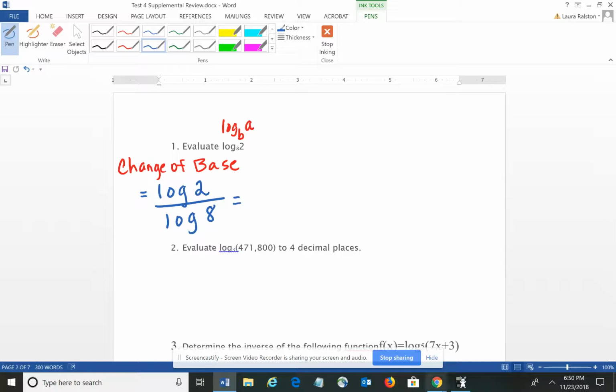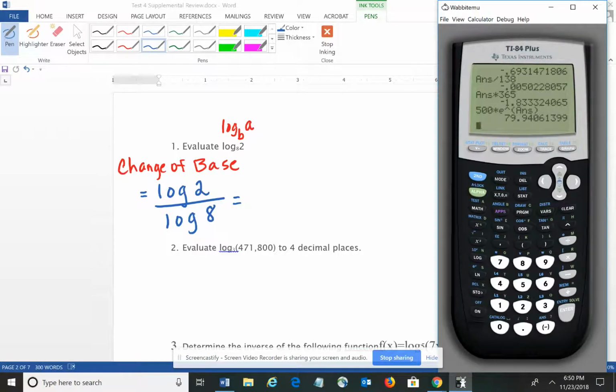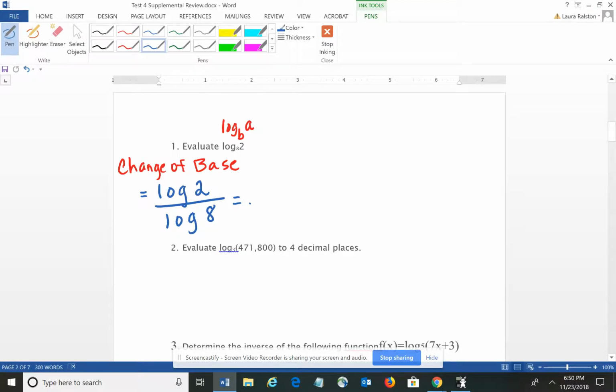Okay, so I'm going to get my calculator up, and the log button is kind of next to the 7 on your calculator face. So we would do log of 2, close the parenthesis, divide log 8, close the parenthesis, and enter, which comes out to be a decimal 0.33333. And I hope you realize that that particular decimal is equivalent to 1/3.